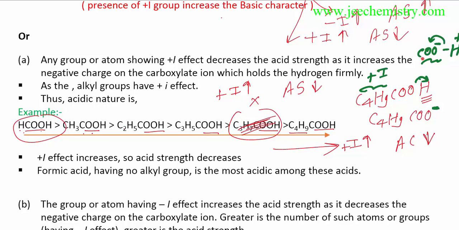Regarding acidic strength, when there is some factor which stabilizes the anion, as the stability of the anion increases, the acidic strength increases. So in this order, as the plus I effect increases, the acidic strength decreases. Formic acid has no alkyl group, so it is the most acidic among these acids.